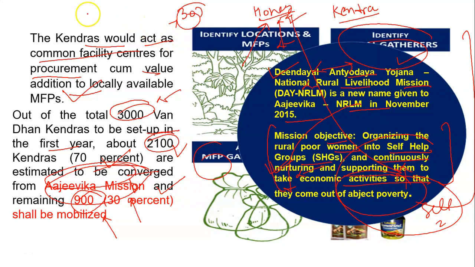What is our plan in this One Dhan Yojana? In One Dhan Yojana, we are creating some self-help groups, and in this Ajivika Mission, we are also creating self-help groups. So why can we not merge these two schemes, or why can we not use some platform, some base of this Ajivika Mission for this One Dhan Yojana? So what the government is doing is developing the One Dhan Kendras with the help of the Deen Dayal Antyodaya National Rural Livelihood Mission, which is known as Ajivika.